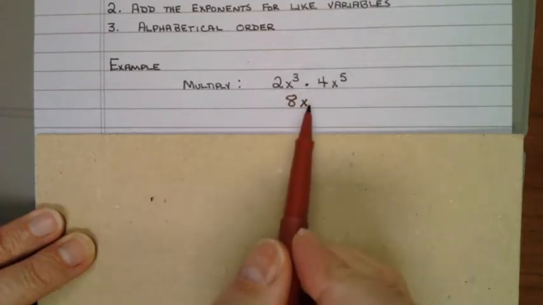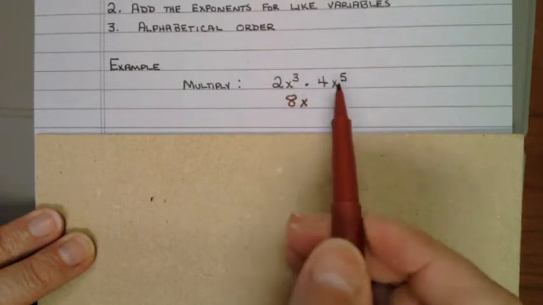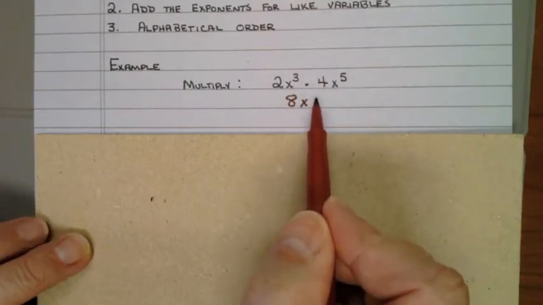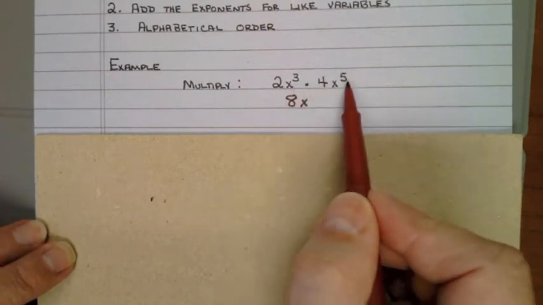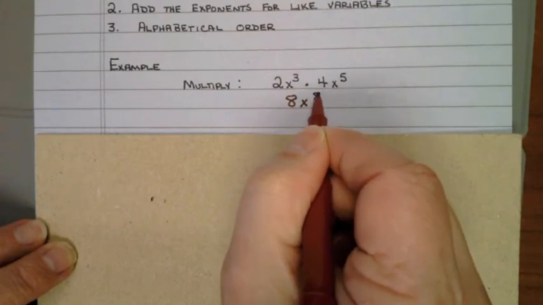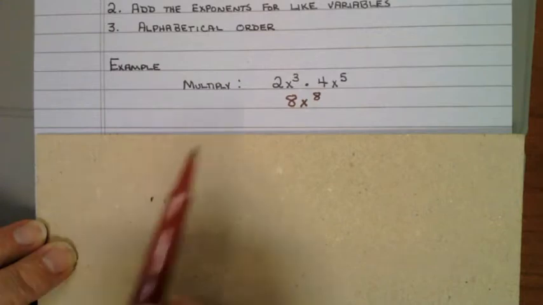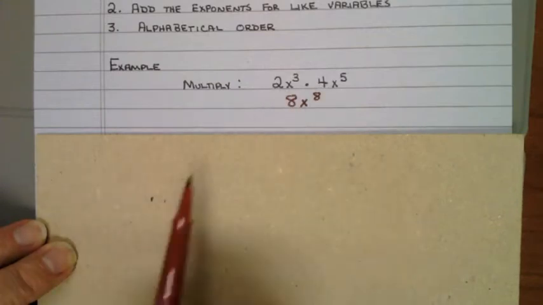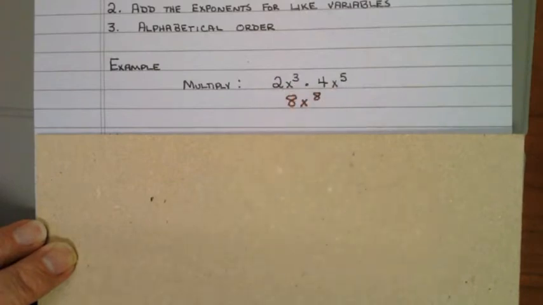How do I get how many x's I have? I add my exponents for my x's to get a total of the number of x's being multiplied together. There's 3 x's being multiplied together. There's 5 x's being multiplied together for a total of 8 x's being multiplied together. So again, multiply your coefficients together, add your exponents. Multiply your coefficients, add your exponents when you're multiplying.